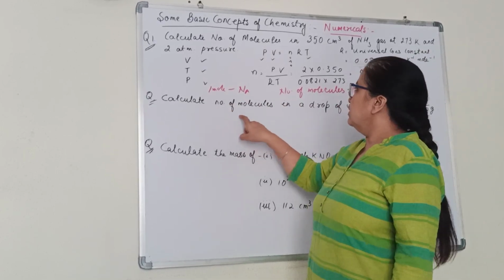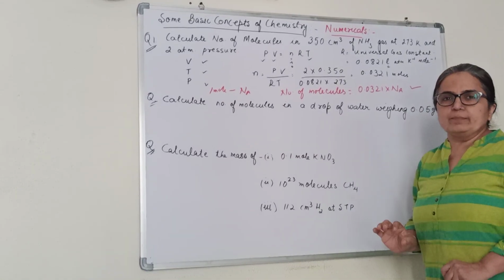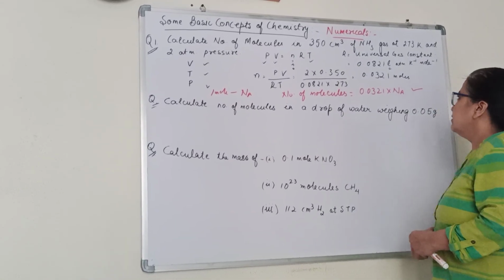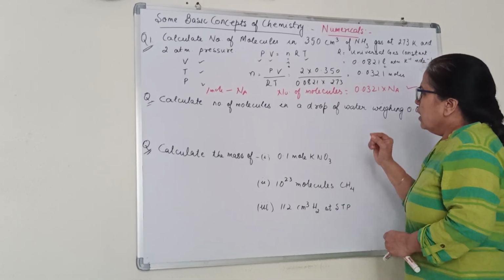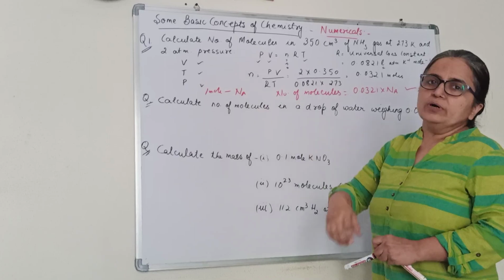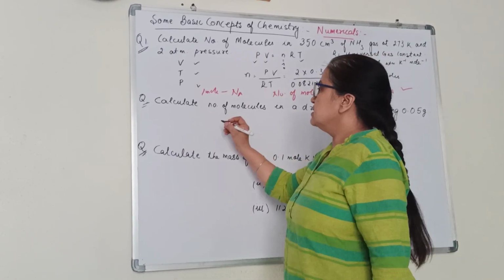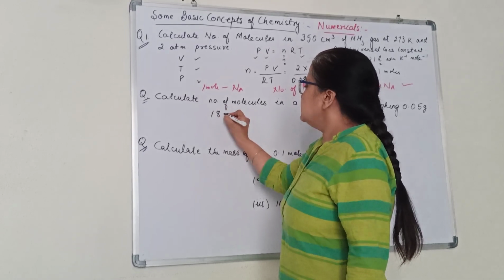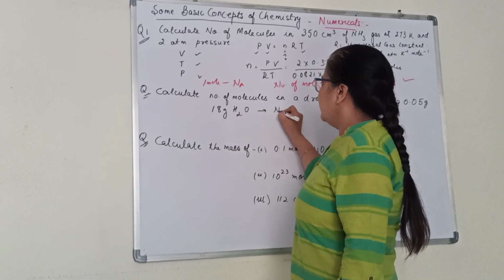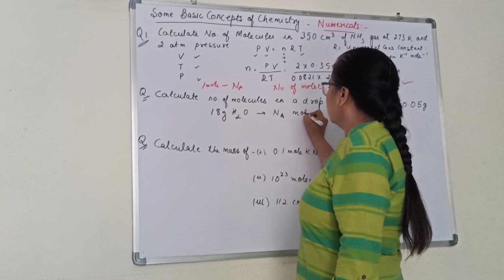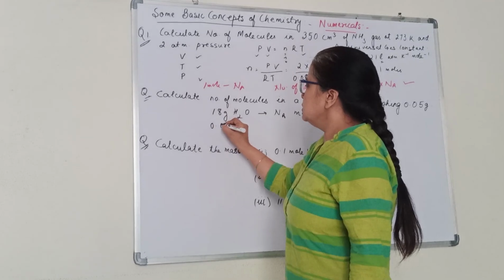It says calculate the number of molecules in a drop of water weighing this much gram. It sounds very interesting. In this much gram of water, how many molecules are there? Always we will go from known to unknown. What do we know about water? We know the molecular mass. We know that 18 grams of water contain Na molecules.